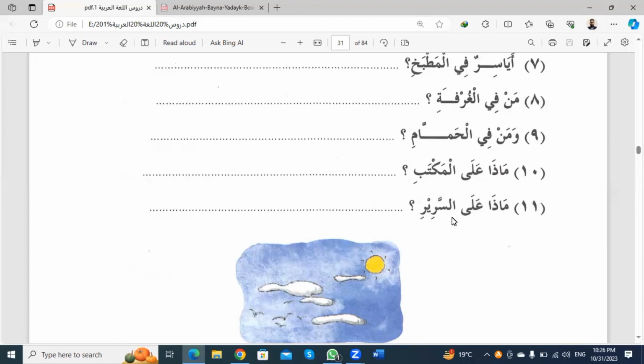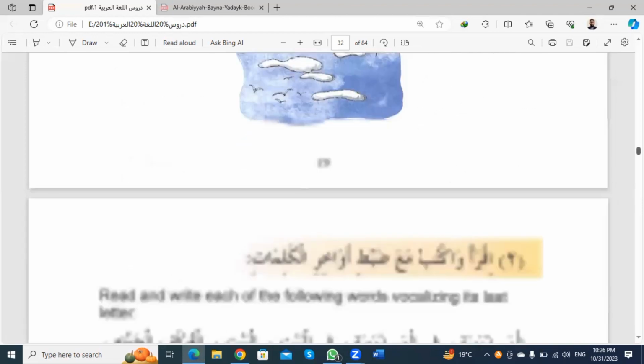This one is maza ala sarire. So what does it mean? What is on the bed? Very good, right. So you can say watch is on the bed. As-sa'atu. Yes, very good. Sa'atu ala as-sarire. Right, very good.